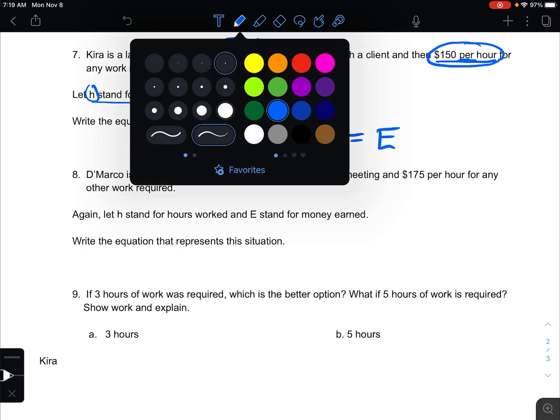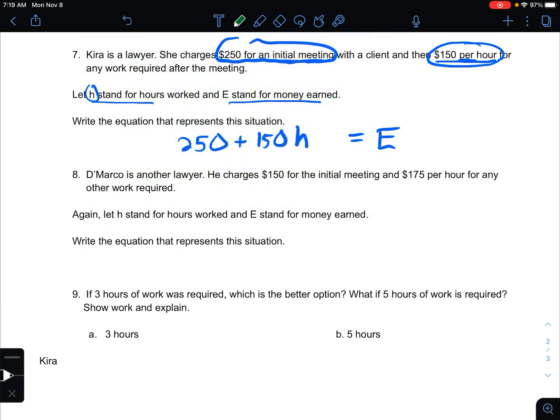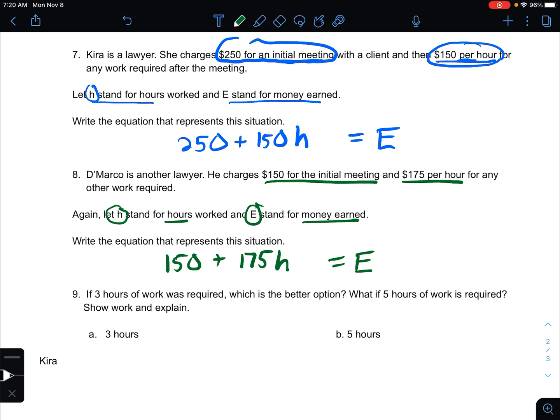Right. DeMarco is another lawyer. He charges $150 for the initial meeting and then $175 per hour for any other work required. All right, so let's just kind of underline the key parts here. H stands for hours, E stands for money earned. And once again, we're trying to figure out an equation for the amount of money earned. Same sort of process. His original amount is a little bit lower, $150 for the initial meeting. And then he adds on $175 per hour, which is a little bit more. So 150 plus 175 times H equals E.